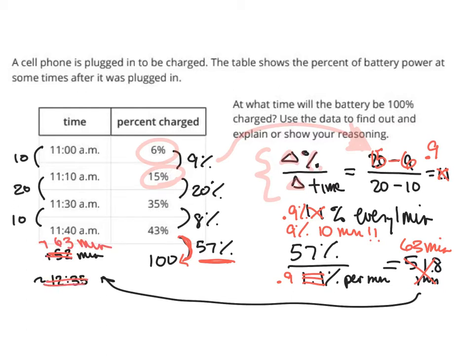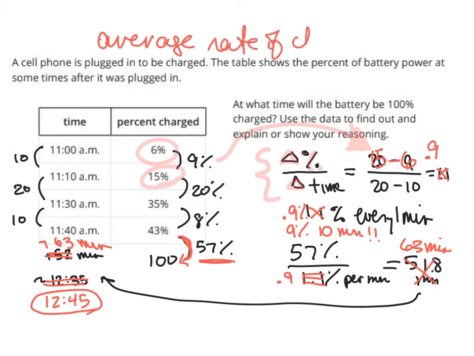And that would be approximately 12:45. It would be fully charged. All right, what we did here is we calculated our average rate of change, which you guys know how to do. Average rate of change. And we used that down here to figure out what time it would be when we reached our fully charged battery.